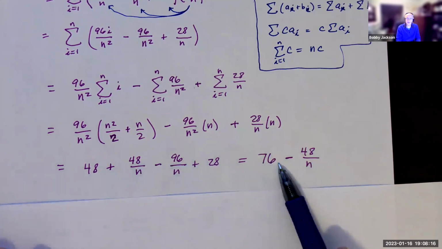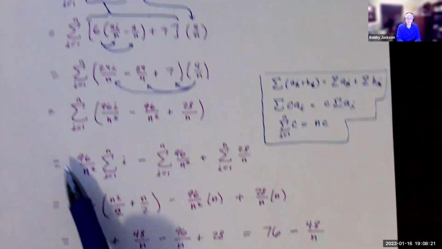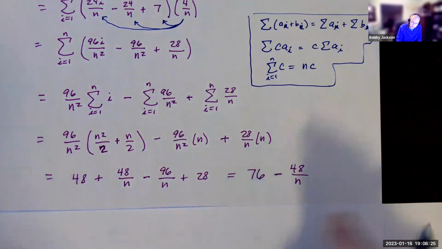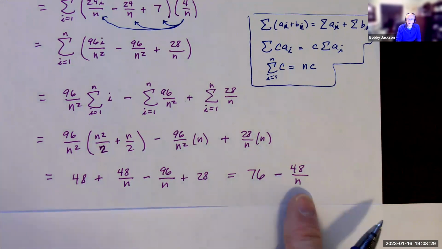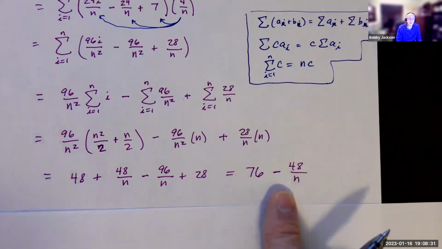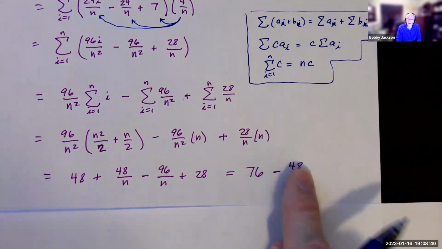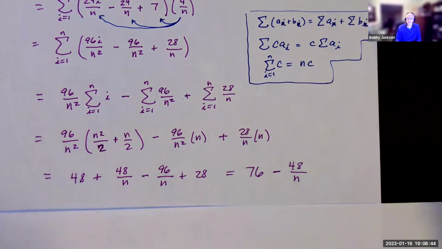So this is L sub n. Go all the way back to the beginning, right? There's L sub n equals this. And so here's my simplified expression for L sub n. This is for any left-hand sum now, for n equal whatever number, you can write out what it is. So if you want to know what L100 is, what's the left-hand sum where you have 100 subintervals? Well, it's 76 minus 48 over 100. 48 over 100 is 0.48, so 76 minus 0.48, 75.52. That's the value. Bang, just like that.